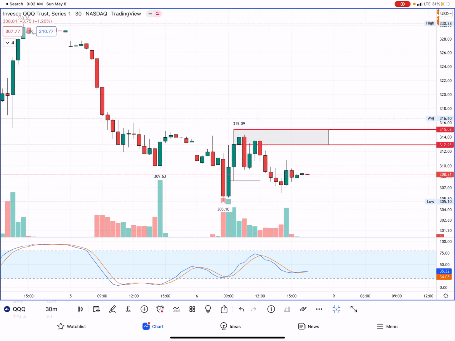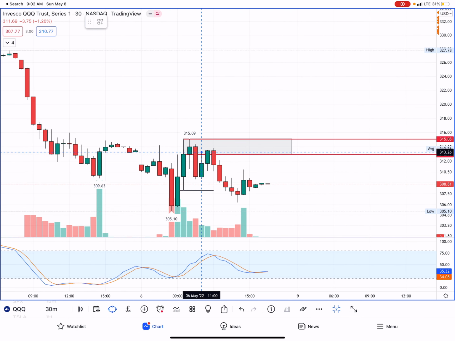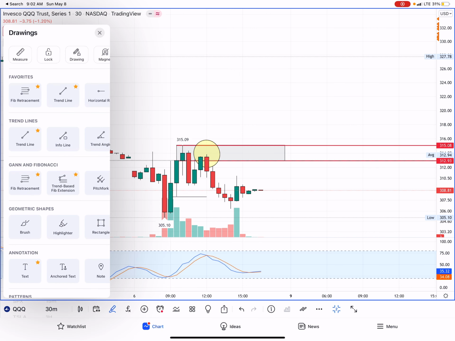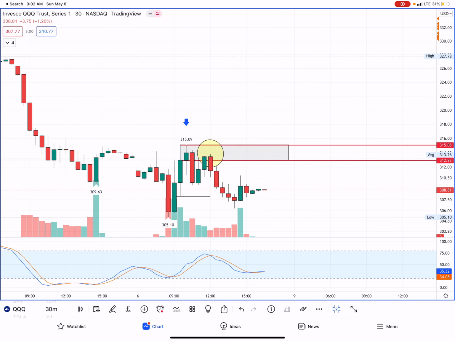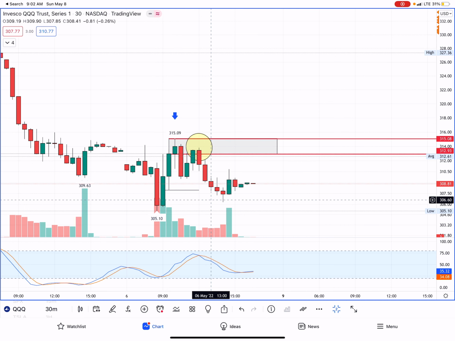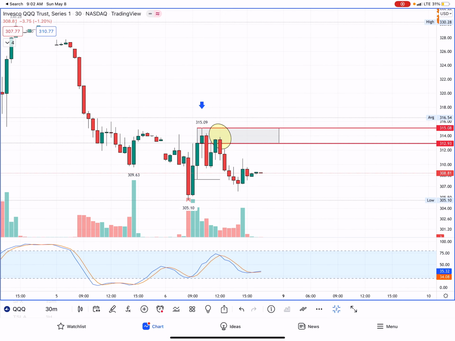So therefore, what we're saying is that the entry would be on the retest of the supply zone here. And it was valid because think about it. This 315 high was never taken out, right? So we can see that this supply zone on the retest took it out. We made a lower low, and it was a beautiful fade.